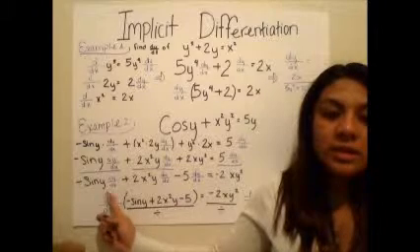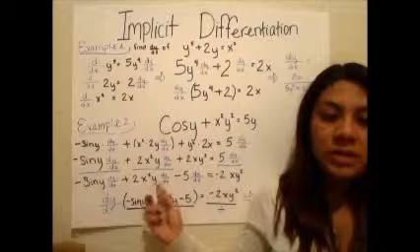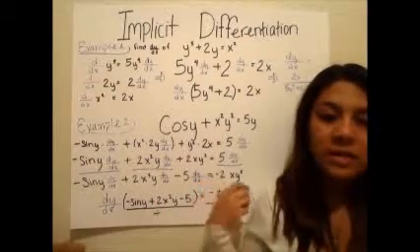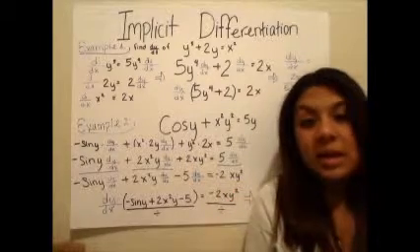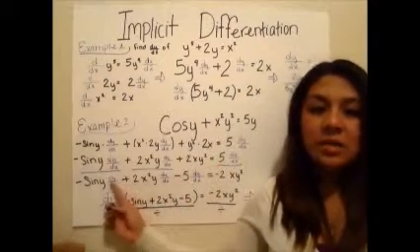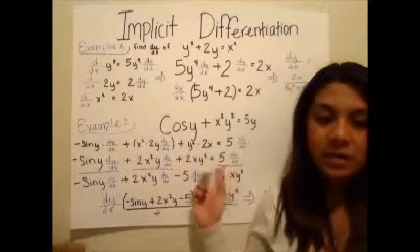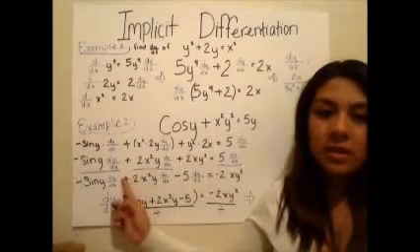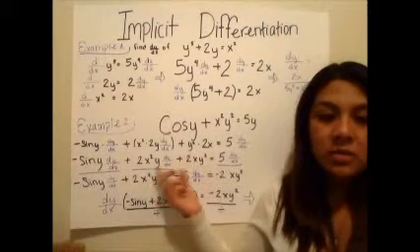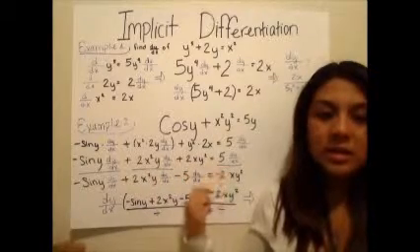And so negative sine y dy over dx plus 2x squared y dy over dx minus 5 dy over dx equals negative 2xy squared. So what happened here is I identified all of the terms that have dy over dx, which is here, here, and here. And I want my dy over dx to be alone, so I'm going to move this to this side and this to this side. And I got this.